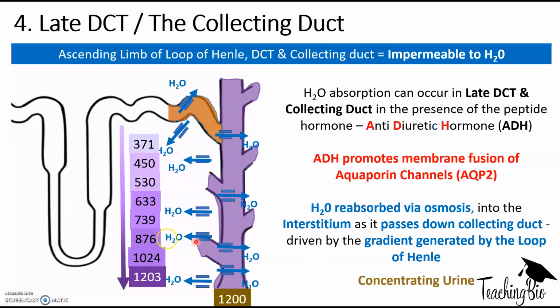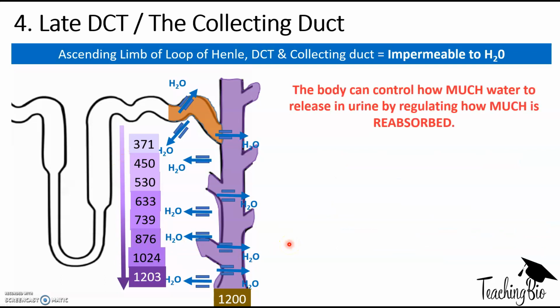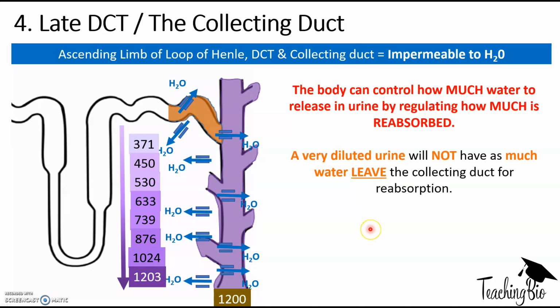And water will always move out down the water potential gradient. So water potential will be higher here and lower here, as you can see. It's higher there and lower there, higher here and lower here. These values here represent the concentration of the ions. The body can therefore control how much water we release into the urine by regulating how much we actually reabsorb. So if we reabsorb buckets of water here, then we're going to produce a very concentrated urine. And then a very dilute urine will not have as much water leaving, as all the water will remain there.